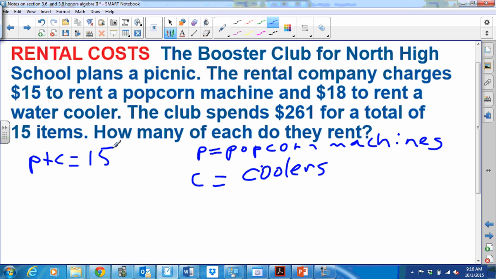The second equation is going to involve money. And it says $15 to rent a popcorn machine, so 15P, and $18 to rent a cooler, so 18C, and they plan to spend a total of $261. Now we're going to break this into a matrix equation. And so the first thing we're going to look at is what's called a coefficient equation.